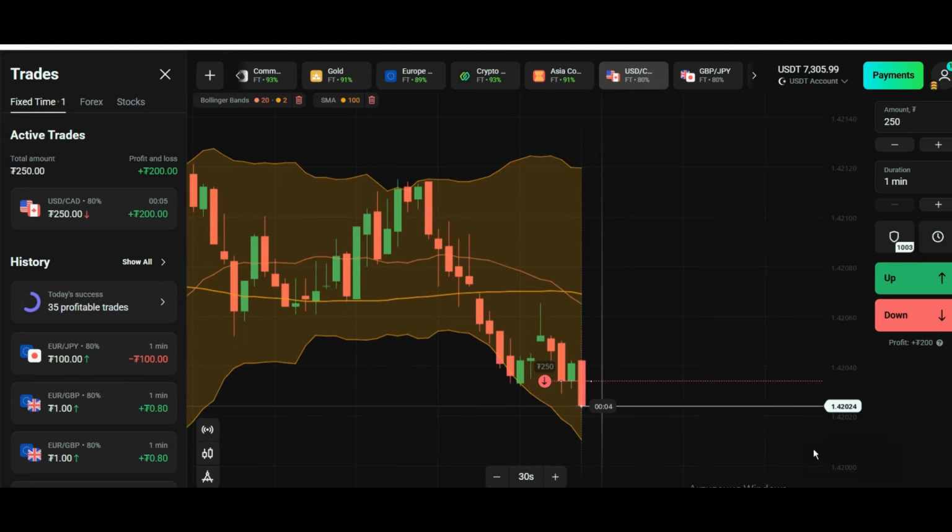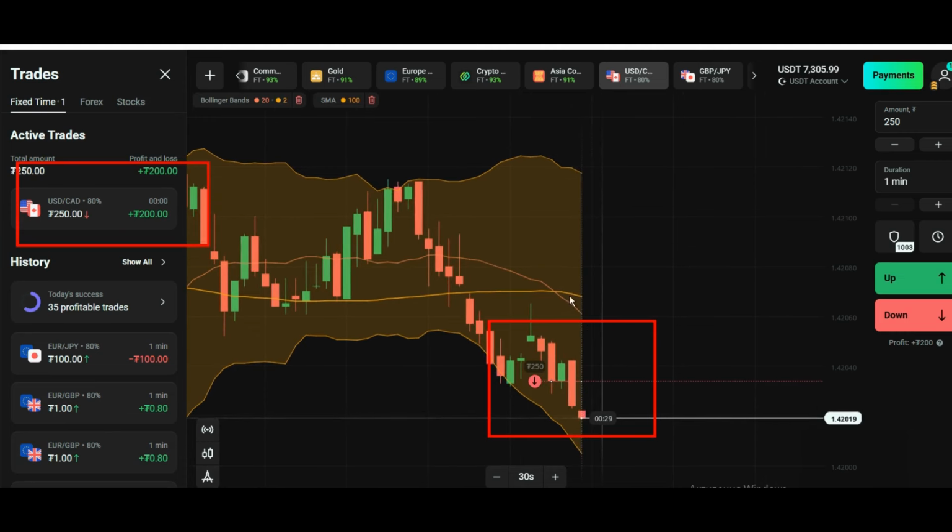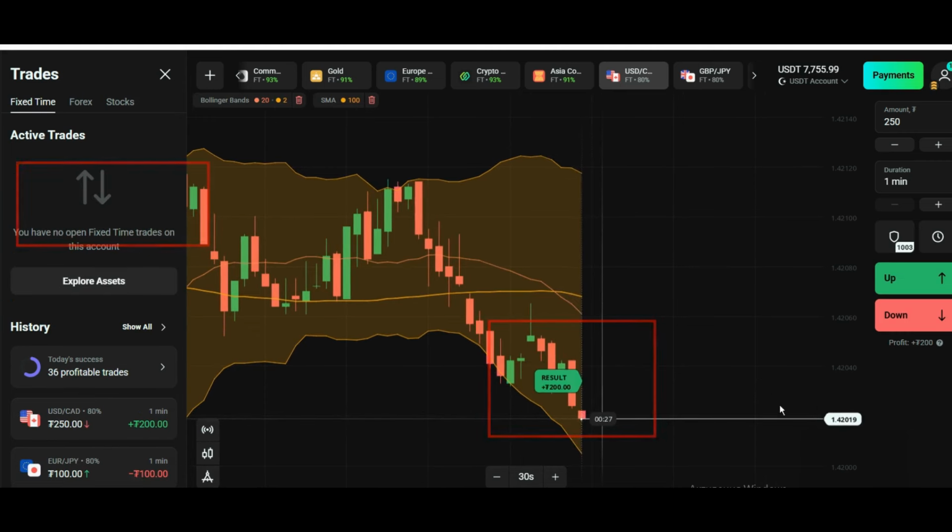Friends, what we see is our signal entering a confident profit. Right now we have made an excellent profit in 1 minute.